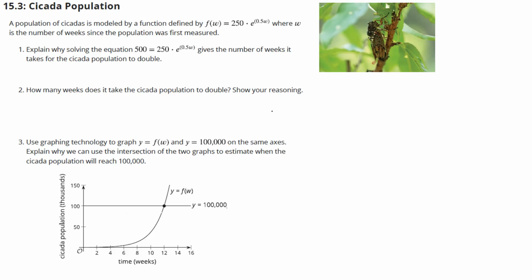All right, so for our first activity, it says a population of cicadas, and cicadas are these little bugs that look like grasshoppers, is modeled by the function defined by f of w is equal to 250 times e to the power of 0.5w, where w is the number of weeks since the population was first measured. Question number 1 says, explain why solving the equation 500 is equal to 250 times e to the 0.5w gives the number of weeks it takes for the cicada population to double.